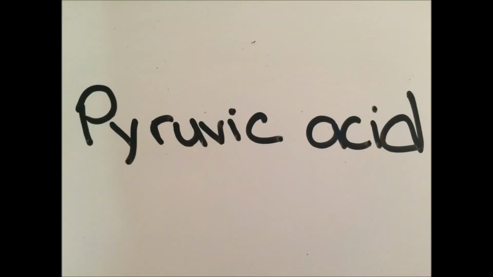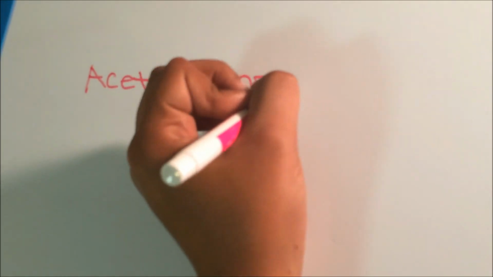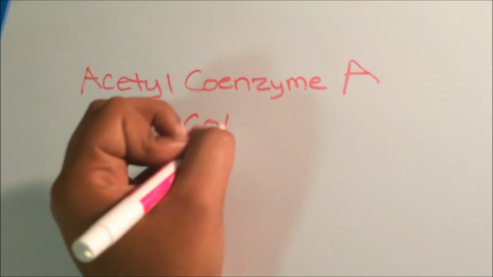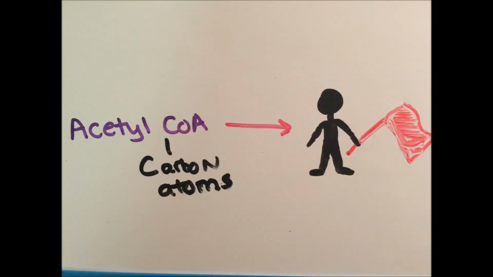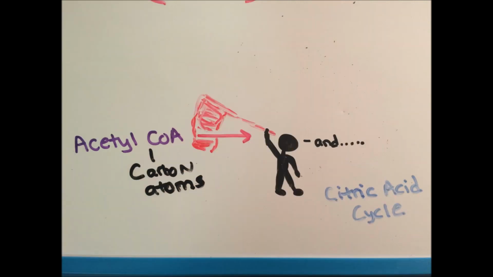Pyruvic acid is the end product of glycolysis, and after glycolysis, acetyl CoA, or acetyl coenzyme A, is a molecule formed, and it carries the carbon atoms of the acetyl group and initiates the citric acid cycle, which is the next reaction of cellular respiration following glycolysis.